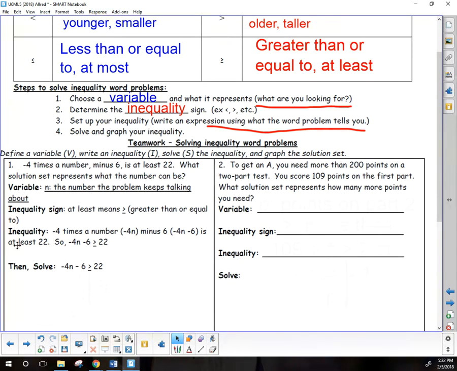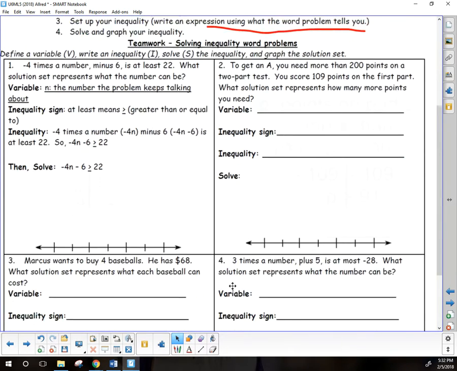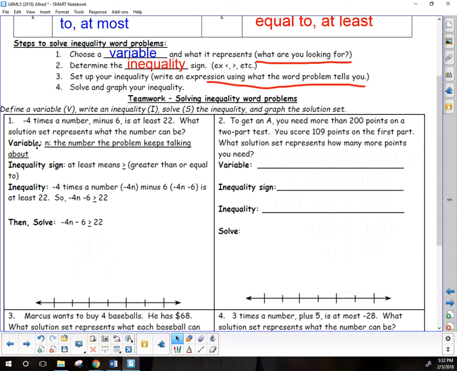So here we go. I'm going to go over number 1, which I've already done some for you, and then I'll do number 2 for you. And then that'll be all this video does. My word problem says -4 times a number, minus 6, is at least 22. What set represents what the number can be? The variable in this case is n. I don't know the number, that's what my variable represents. And since it says at least, I need a greater than or equal to symbol. So then I'm going to set up an inequality. -4 times a number is -4n, minus 6, is at least 22. So here's my inequality: -4n minus 6 is greater than or equal to 22. That's my inequality, so I'm going to solve it.